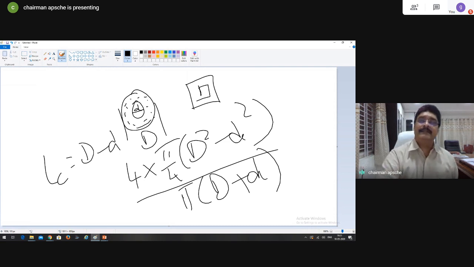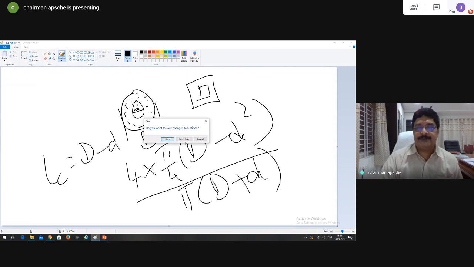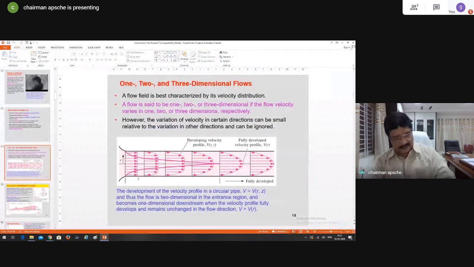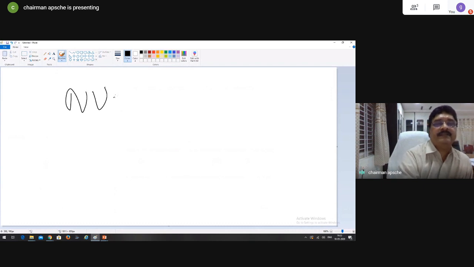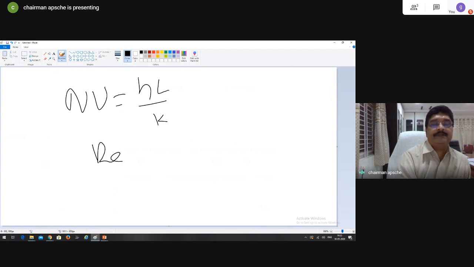Okay. Similarly, you can calculate for square, annulars, any kind of configuration. It's simple. It is 4 into the cross section area divided by the perimeter. So this way, you calculate the characteristic dimension of any configuration. It can be a circular tube, rectangular, triangular, whatever. So one thing I have clarified, what the characteristic dimension is. Why do you want the characteristic dimension? I said the two equations: Nusselt number is equal to hL by k and Reynolds number is equal to rho VL by mu.